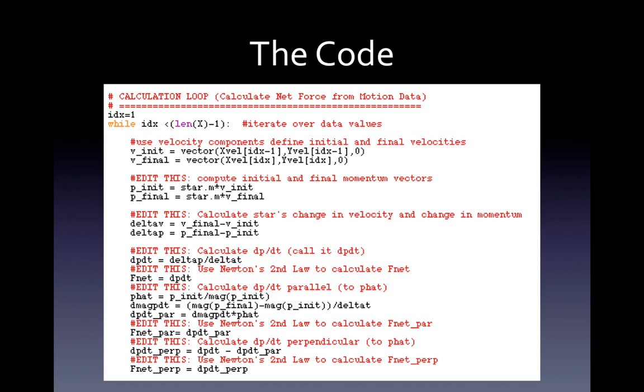I then moved on to calculate the parallel component of dp/dt. I set p hat equal to p initial over the magnitude of p initial. Then I set the derivative of the magnitude of p over dt equal to the magnitude of p final minus the magnitude of p initial over delta t. Then I used Newton's second law to know that the parallel component of F net equals the parallel component of dp/dt. I then solved for the perpendicular component of dp/dt by subtracting the parallel component of dp/dt from dp/dt. Then I set the perpendicular component of F net equal to the perpendicular component of dp/dt.